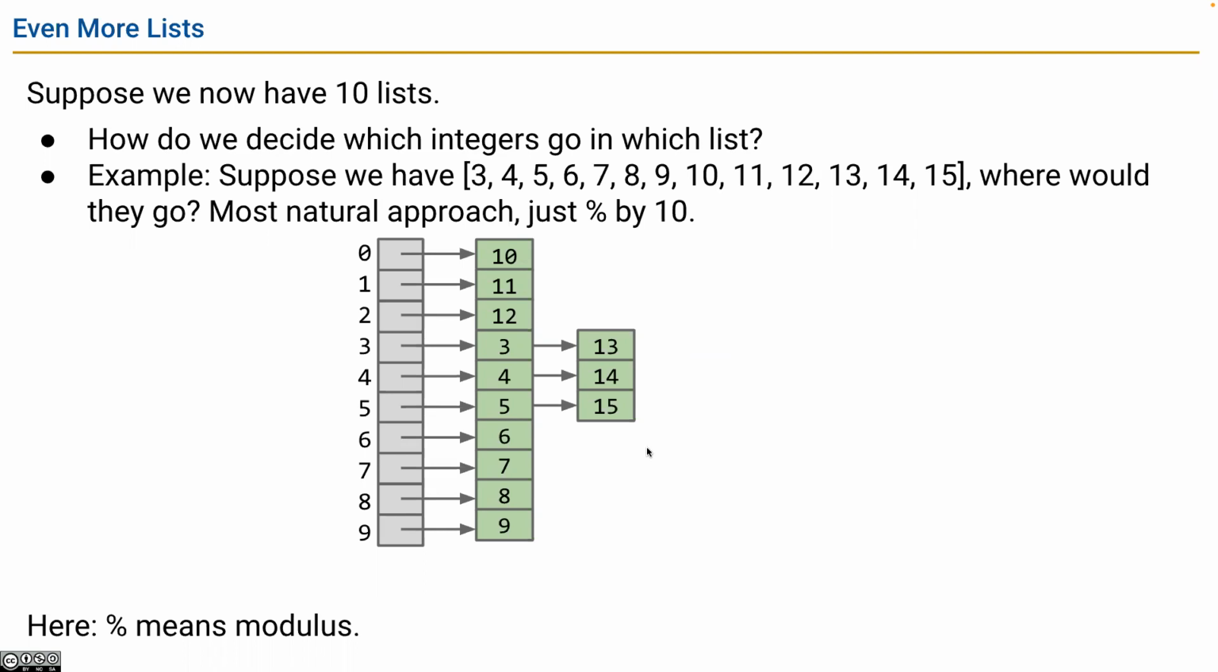Put them all where? What? Or what's another possibility other than modding by 10? Let's just be creative for a moment. Mod 15, sure. You could do mod 15, but then the problem is when you get something like 13, where does that go? I don't like that one. All right, another one.